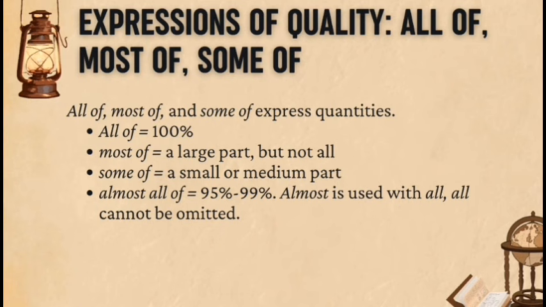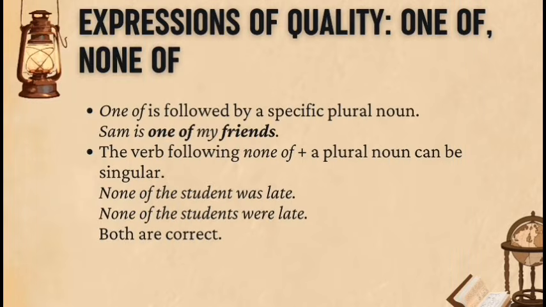Expressions of quantity. All of, most of, and some of. All of, most of, and some of express quantities. All of is 100%. Most of means a large part but not all. Some of is a small or medium part. And almost all of means 95% to 99%. Almost is used with all. All cannot be omitted.